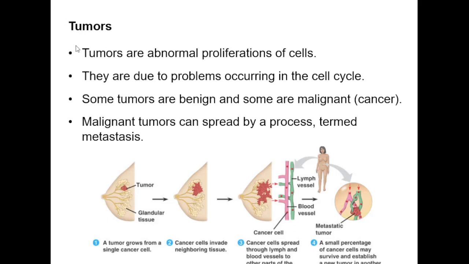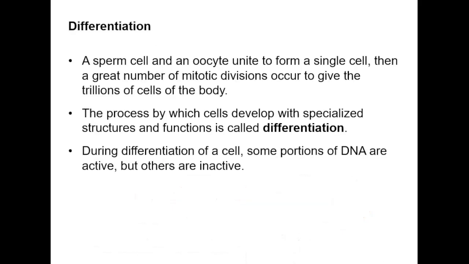When we say tumor, it means mass or bukol. So, tumors are formed due to problems occurring in the cell cycle. Some tumors are benign, while some are malignant. And when they are malignant, we call them a cancer. Malignant tumors are very dangerous to have because they spread by a process called metastasis. So in the exam, if you will be asked, what do you call the spread of cancer cells? You call it metastasis.